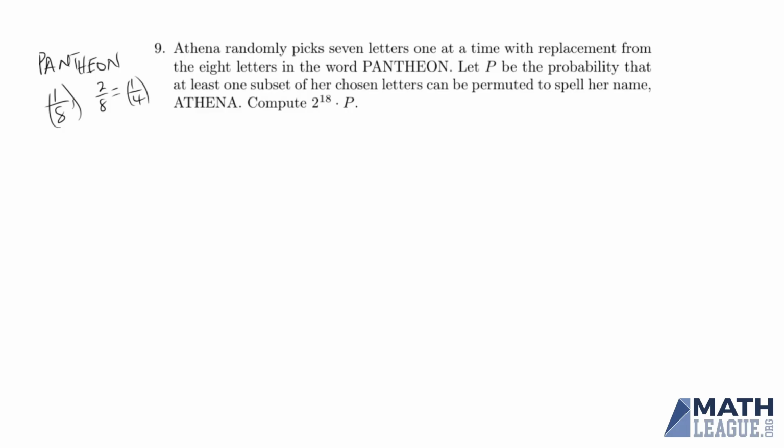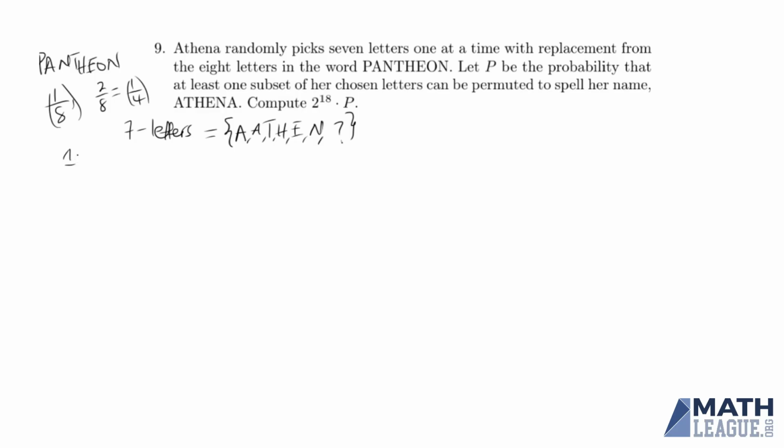That means Athena is supposed to choose 7 letters, of which a subset should be able to contain the letters A, T, H, E, and N, such that it can be permuted to spell the name. That means we know that these 6 letters are fixed: A, T, H, E, and then N are fixed, and we have 1, 2, 3, 4, 5, 6. So the 7th letter can be any letter, which we don't know. So let's do a case by case analysis.